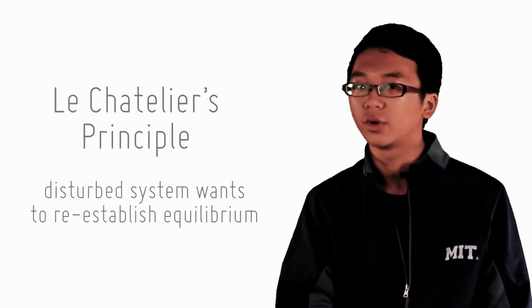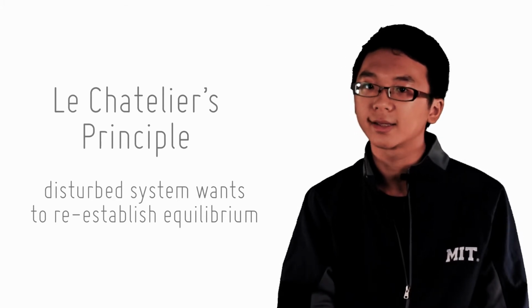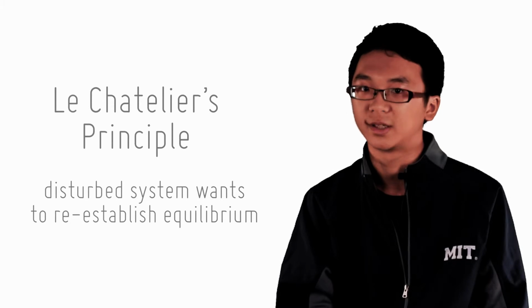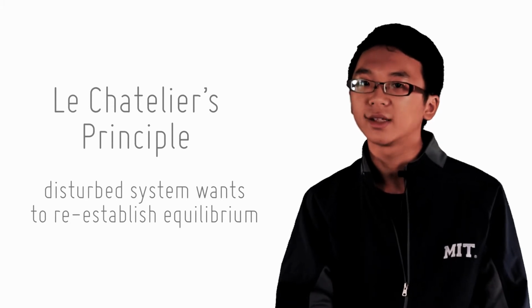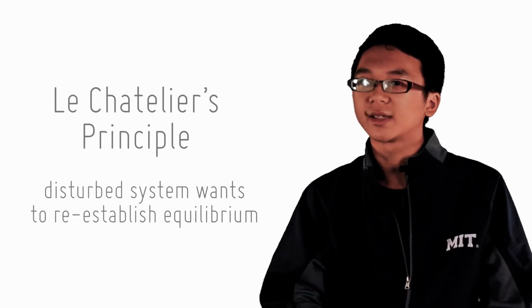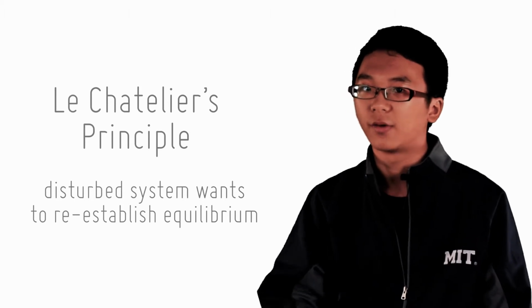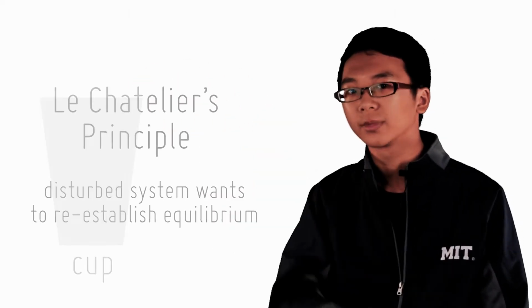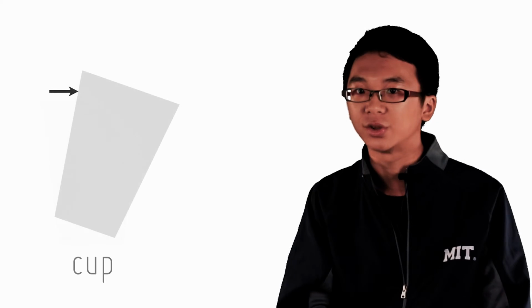The system will want to re-establish equilibrium, and it does this in a way by shifting its equilibrium position that allows it to re-attain equilibrium. You can think of this as an analogous example, such as that of you tilting a cup to the side slightly, and it will fall back to its original position.